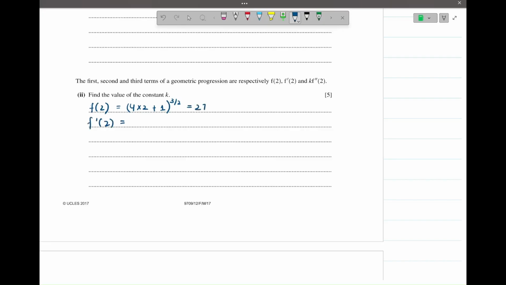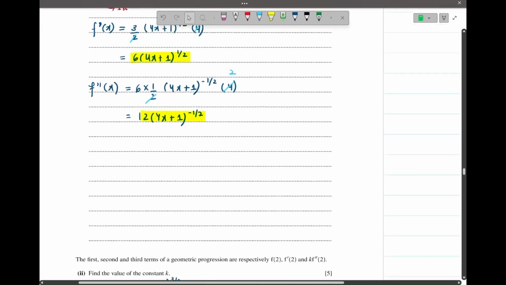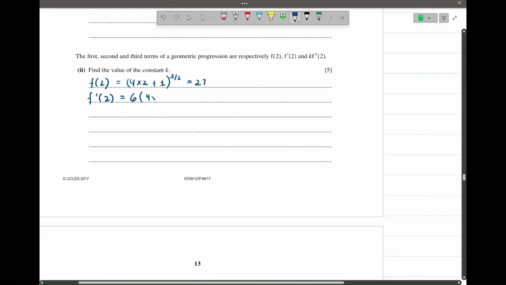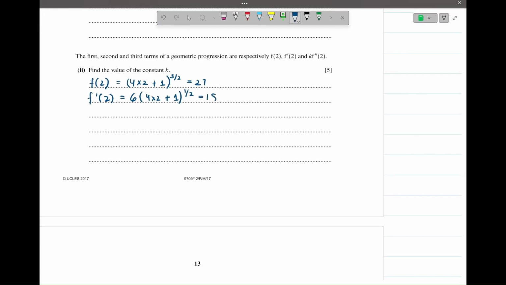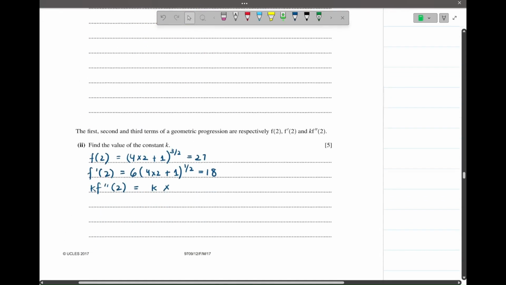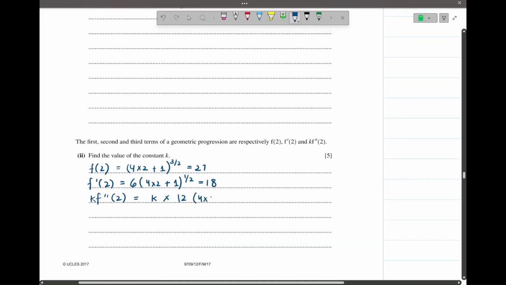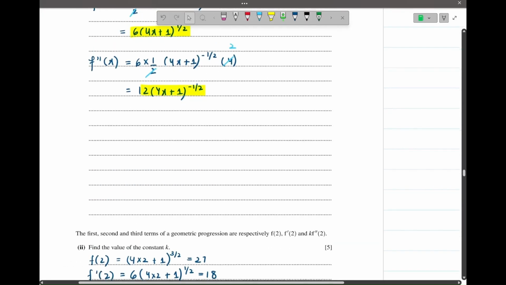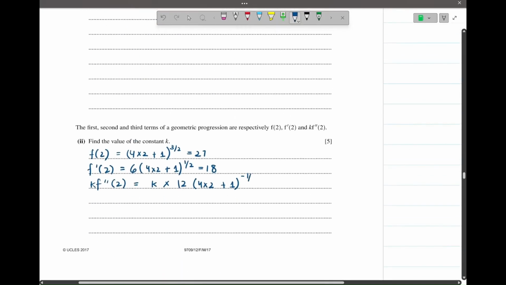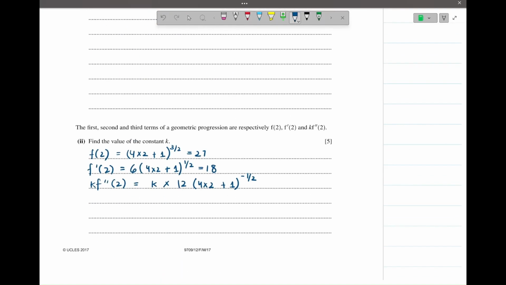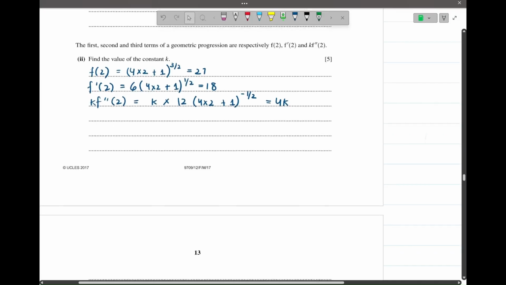Now let's figure this one out. That is going to be 18. And the last one is k f double prime of 2. That means k is multiplied with this entire expression. So that would be 12 into (4 into 2 plus 1) raised to power negative 1 by 2, leaving us with 4k.